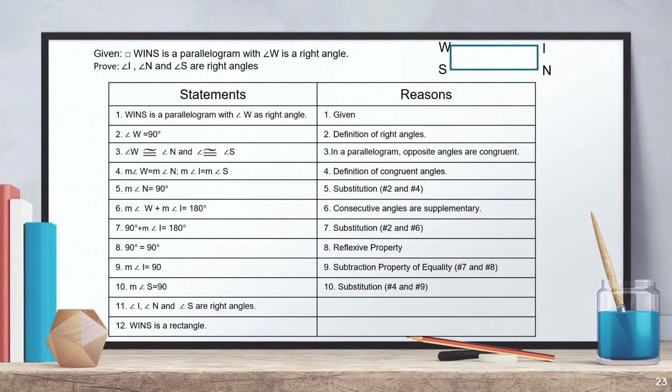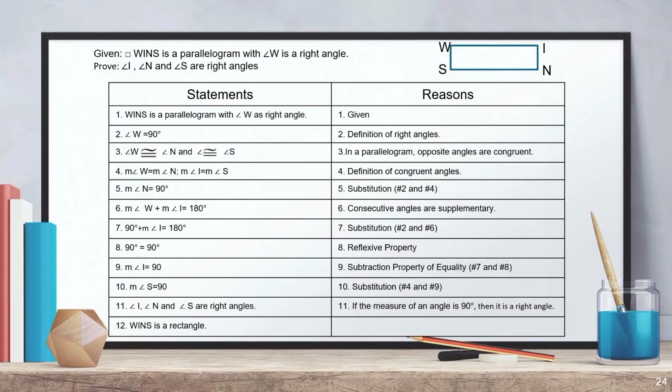Now statement number 11, angle I, angle N, and angle S are right angles. It can be seen from our statement number 1 until statement number 10. But let us find out what must be our reason. Reason, if the measure of an angle is 90 degrees, then it is a right angle. So in our statements, we have statement number 5, statement number 9, and statement number 10. It says that the angle being measured measures 90 degrees. So therefore, they are right angles.